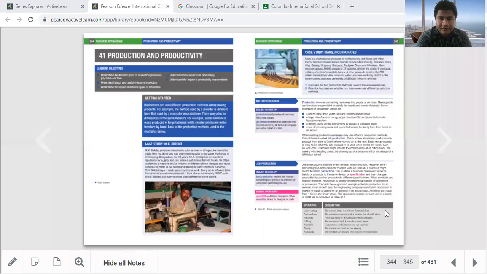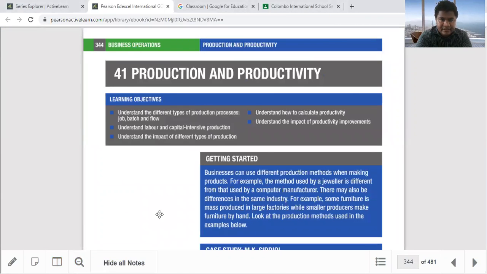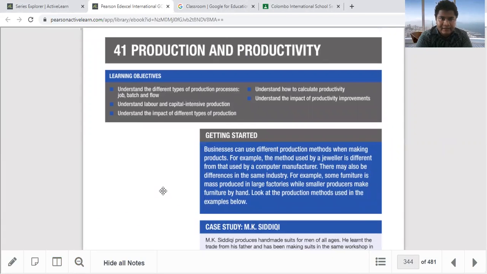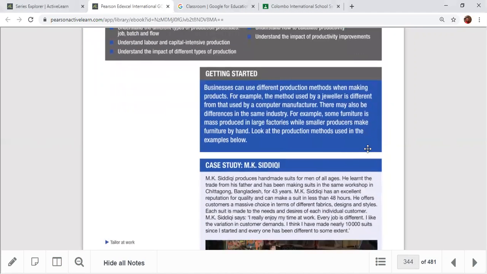If you have a textbook, please turn to page number 344. You can see production and productivity. In this lesson, we are mainly talking about the methods of production. You can see the learning outcomes: understand the different types of production methods available, understand labor and capital intensive production, understand the impact of different types of production, understand how to calculate productivity, and understand the impact of productivity improvements.